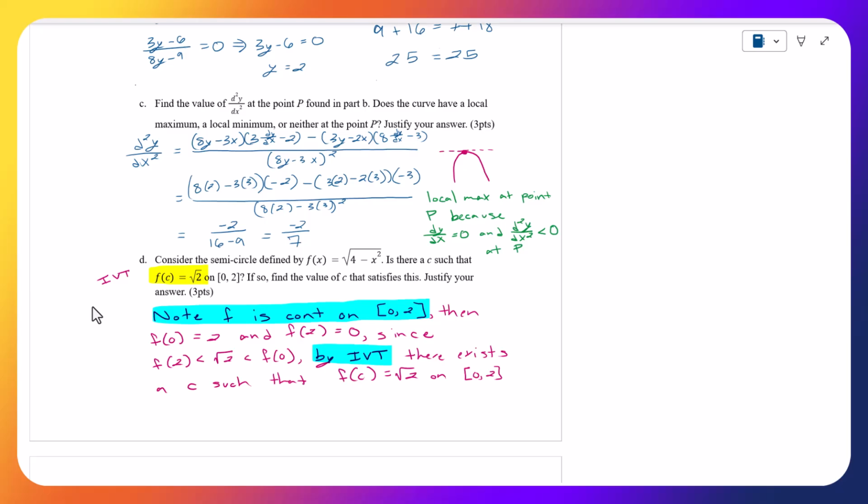The second part is this observation that the square root of 2 is in between f of 2 and f of 0. And if you wrote it as since the square root of 2 is between 2 and 0, that's fine. There's other ways you could have written this. As long as you had something along these lines, that the square root of 2 is between 0 and 2, that was your second point.